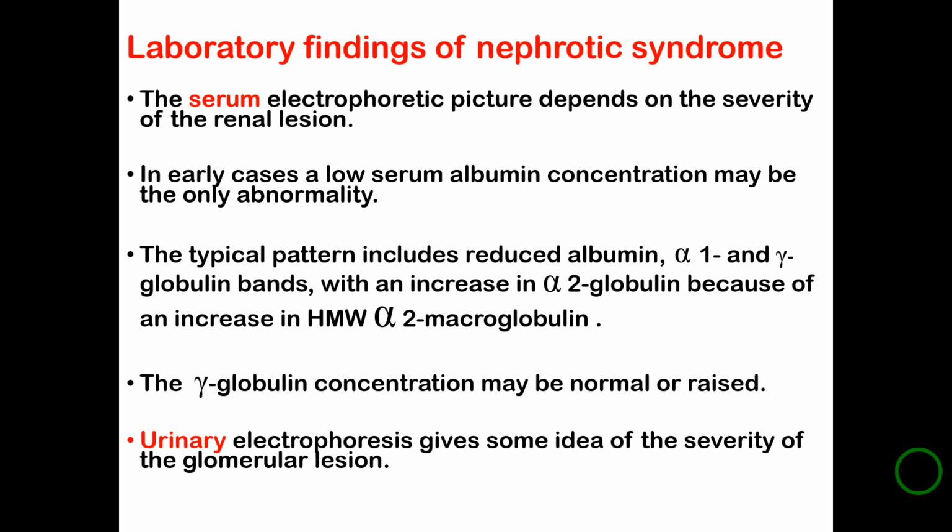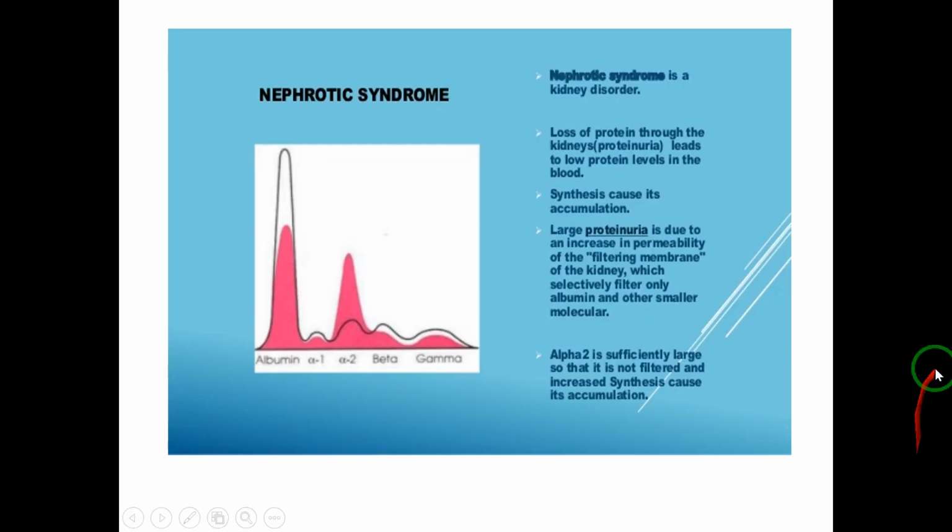As we know, we have two major types of protein in the blood. We have the albumin and the globulin in the serum. The albumin is the major protein and represents the largest peak. This is the albumin. The black is the normal, and the pink is the example in nephrotic syndrome.